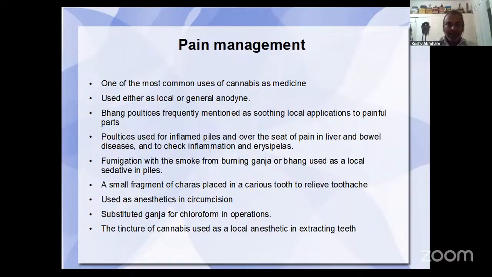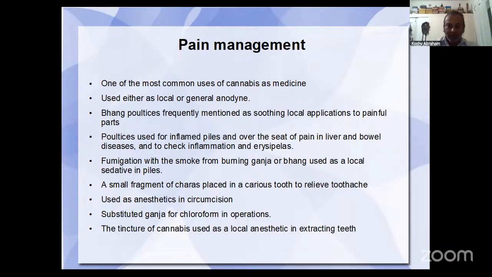Poultices of bhang were created and applied to the painful parts for local application. We see that it is used for conditions such as piles or liver and bowel diseases, and to check inflammation. Fumigation by burning ganja or bhang was used as a sedative for piles. Dentists used small fragments of charas for teeth which had cavities or were decaying, to relieve toothache.